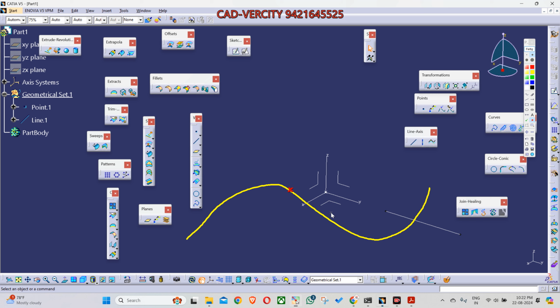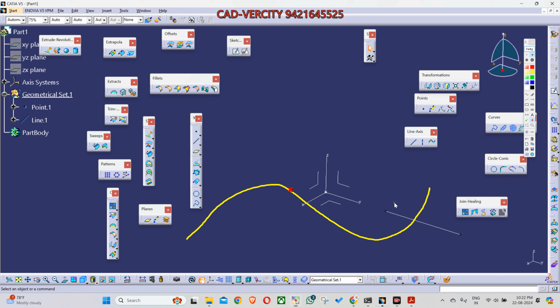I think it is possible. How? That is not actually possible. This is a free curve, right, sir? Yeah, it is a free spline curve. For a spline we cannot draw.